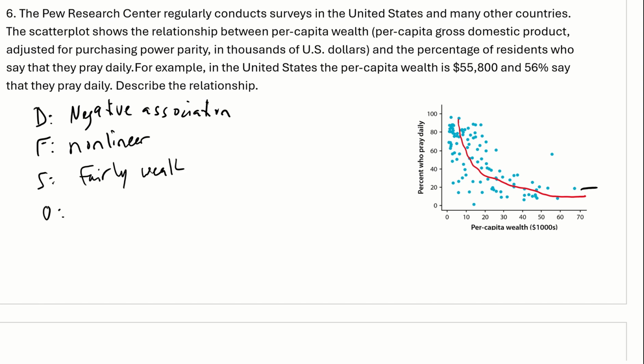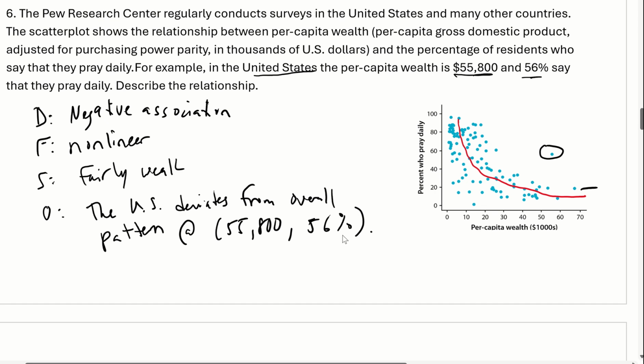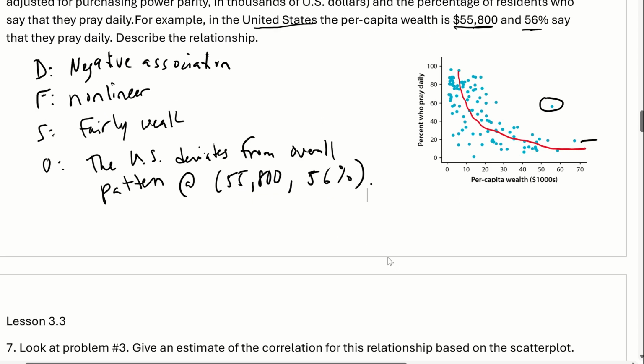And then outliers, there appears to be an outlier there. And that outlier is the United States, around $55,800 and 56%. That's what that one is. The United States deviates from the overall pattern at $55,800 and 56%. All right, so that takes care of that one. This appears to be one outlier there.